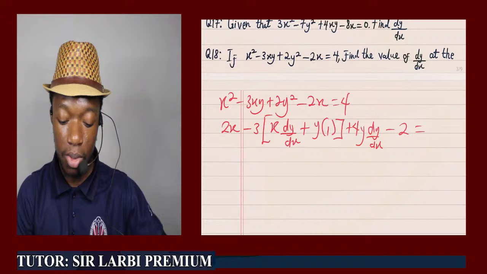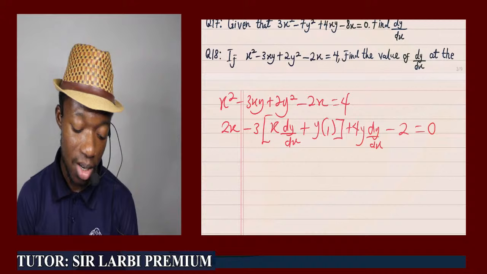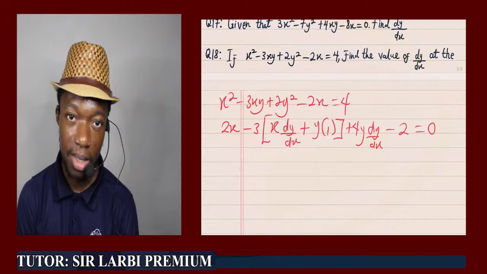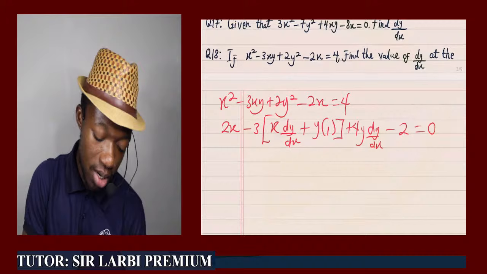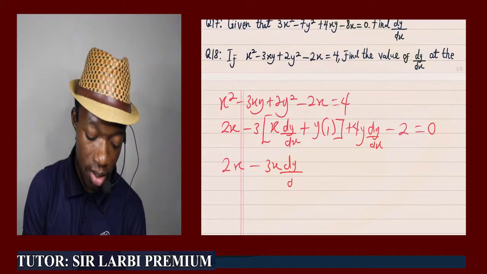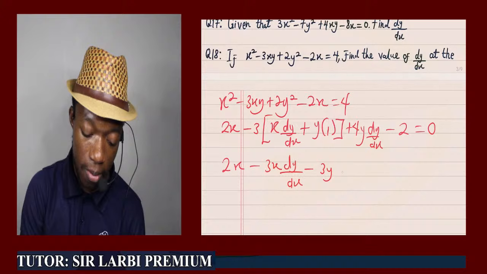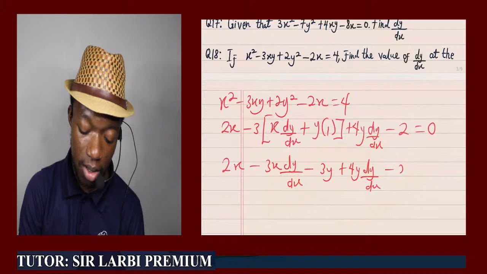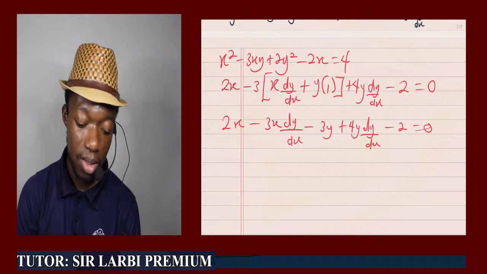So now once you are done with the differential, we just want to make dy over dx the subject. So what do we do? Let's make dy over dx the subject generally. So let's expand. We have 2x. Then expanding 3 with what is in the bracket, we have 3x dy over dx minus 3y plus 4y dy over dx minus 2, and that should give you 0. So we want to arrange them by factorizing out dy over dx.